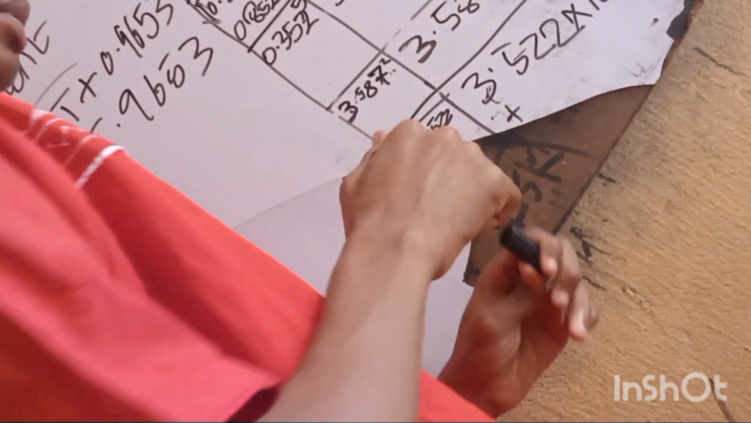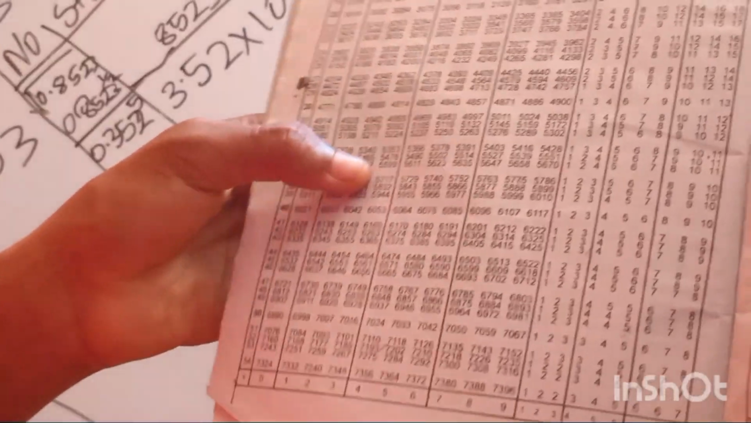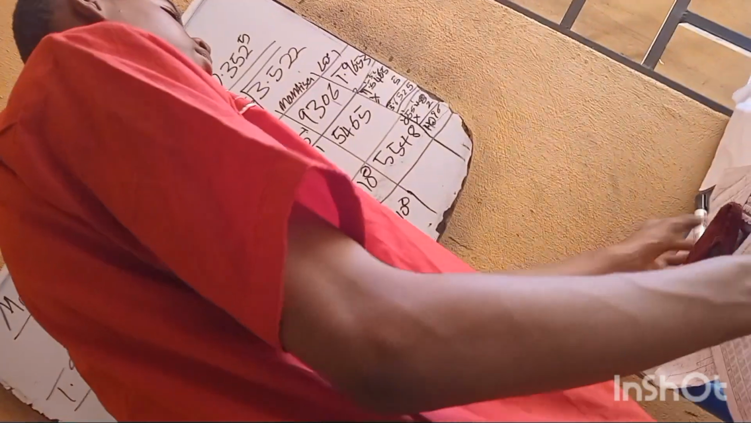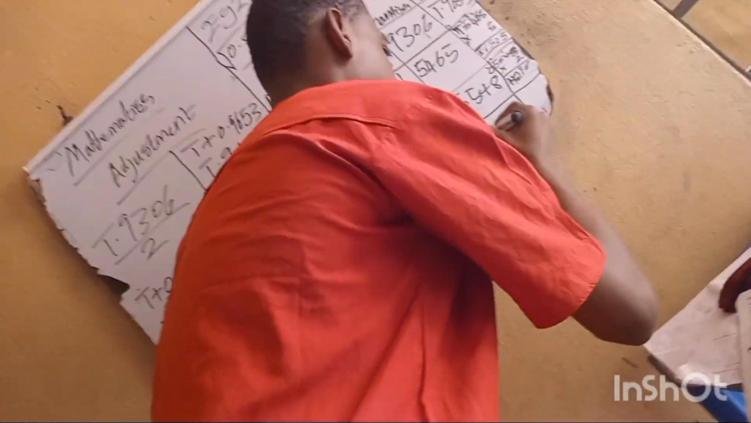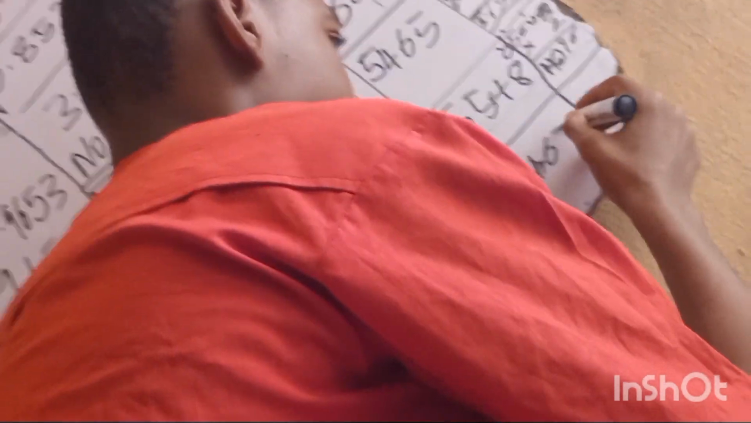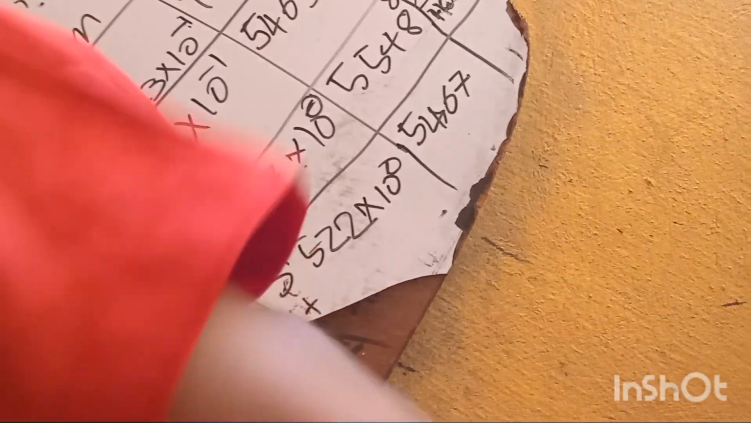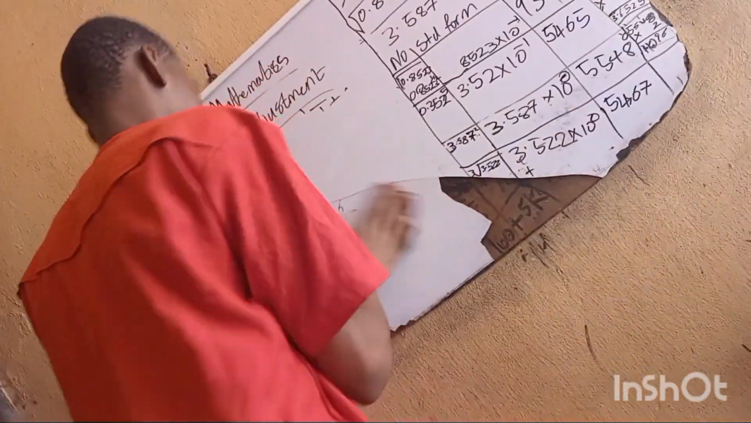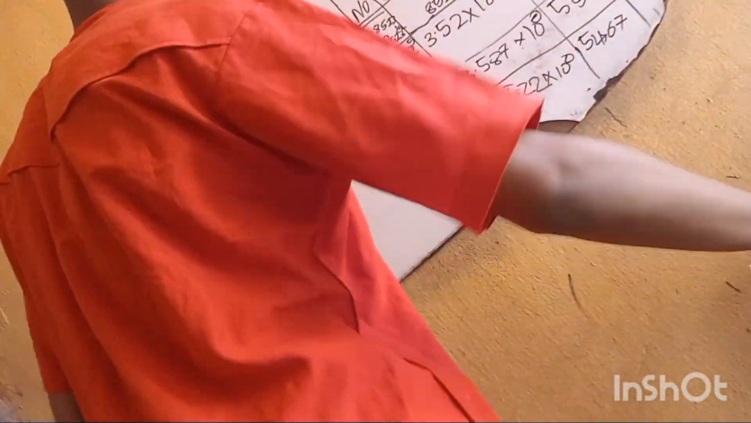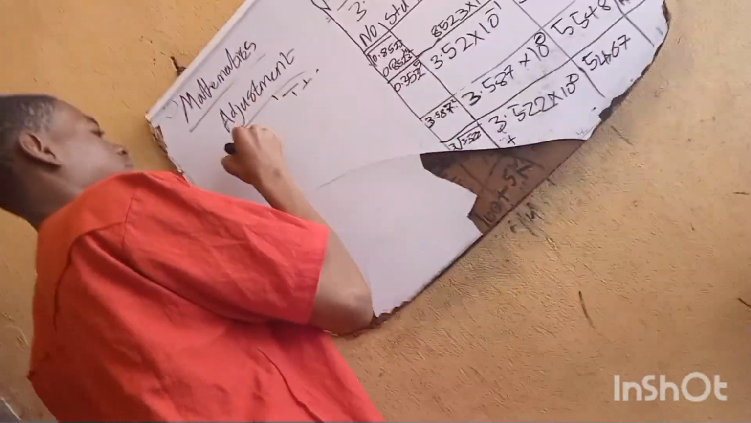Here, look for the mantissa. That is 35 under 2, difference 2. 35 under 2 is 5465, difference 2, plus 2. 5465 plus 2 is 5467. Your logarithm becomes, your power 0. Do another adjustment because you are dividing.